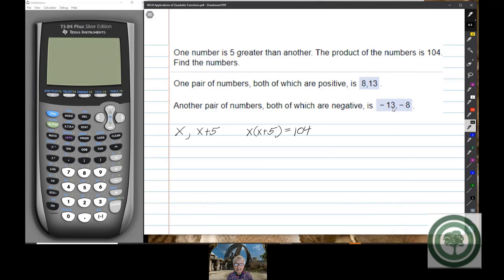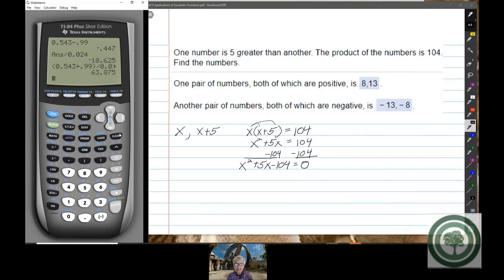Notice there are two different sets of numbers. That's very interesting. Okay, I'm going to distribute. So X squared plus 5X equals 104. And this is a quadratic equation. So I subtract 104 from both sides of the equation. And what that gives me is X squared plus 5X minus 104 equals 0. Now, I could fake it based on the answers I see, but you won't know the answers ahead of time. So let's assume that I don't see the answers either.